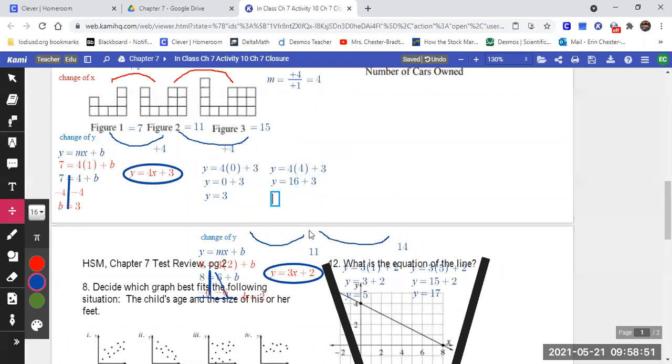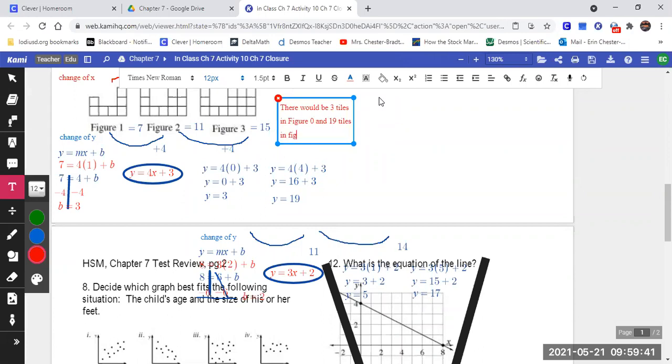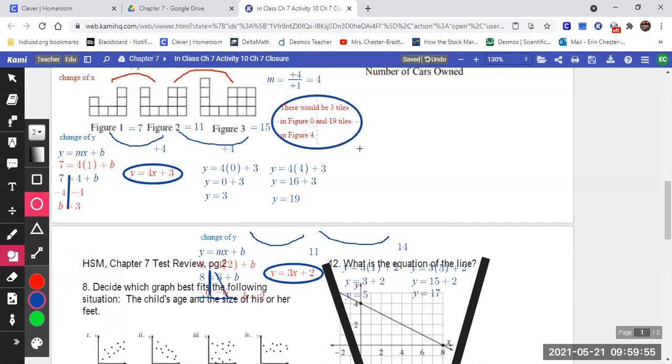So what's our final answer for this one going to be? Y equals what? Do the math. 19. So there would be 3 tiles in figure 0. And 19 tiles in figure 4. Okay, both those are important.